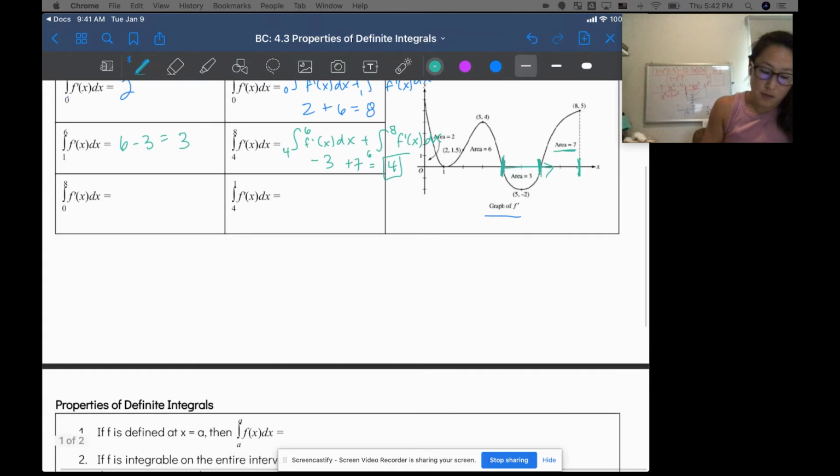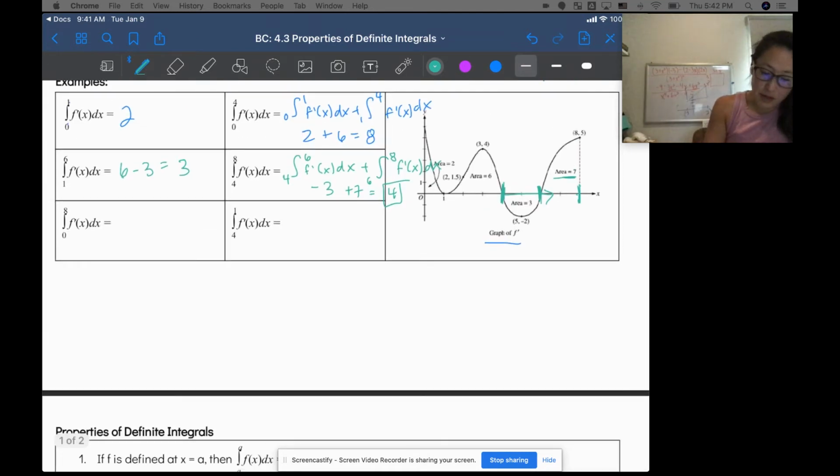All right, so from 0 to 8, we're just going to add up all the areas. I have an area of 2 plus the area of 6 minus 3, because it's under the curve, plus 7. And that is going to give us 12.